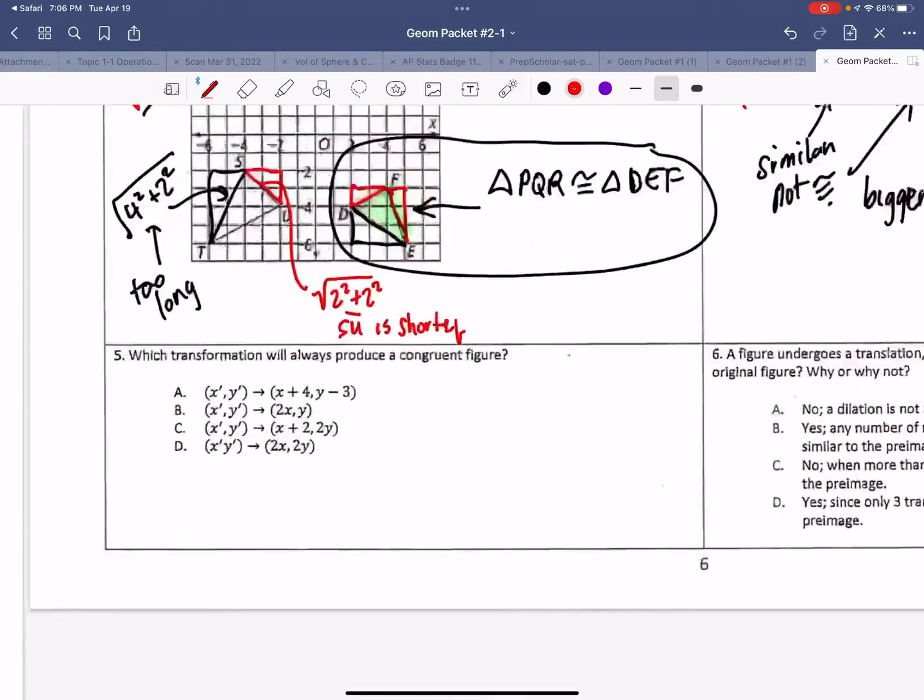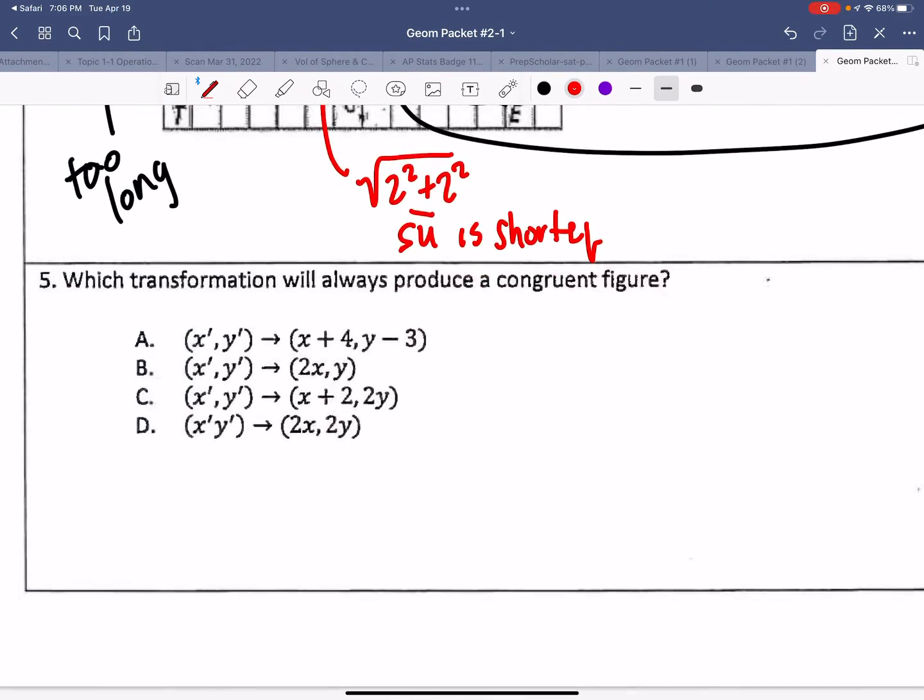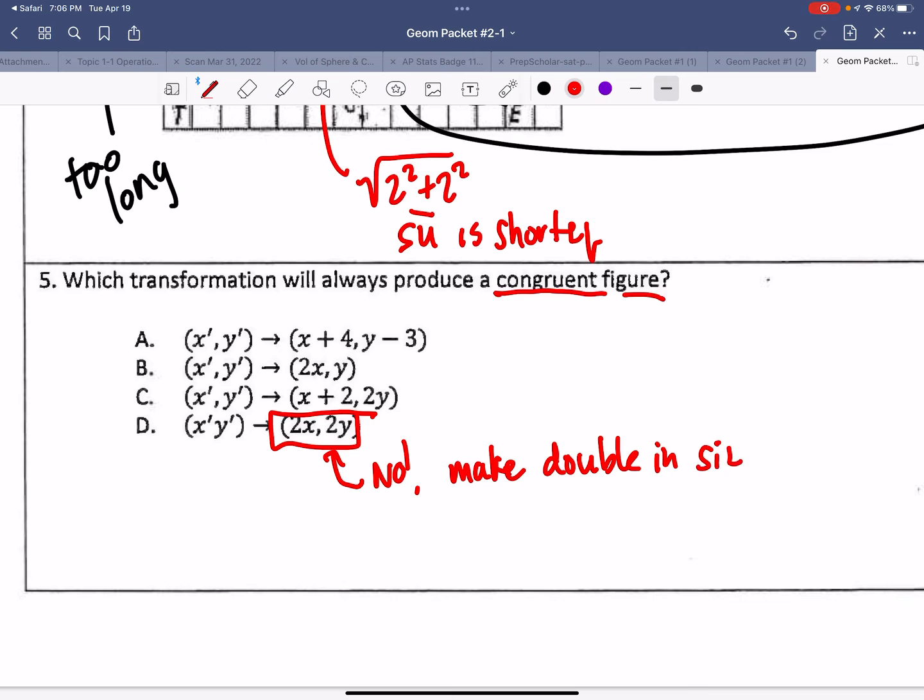All right, let's look at 5. It says, which transformation would produce congruent figures? This is a big no, just based on the notes I gave. That's going to make the new image twice as big. So it's going to make it double in size. Well, that's not rigid motion. This will make it double. This will make it double.